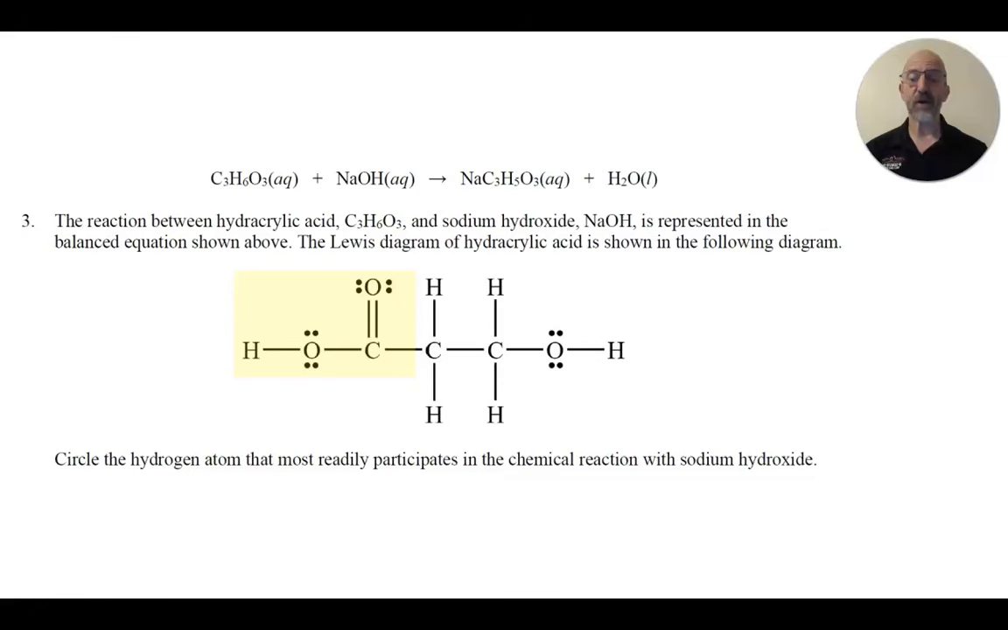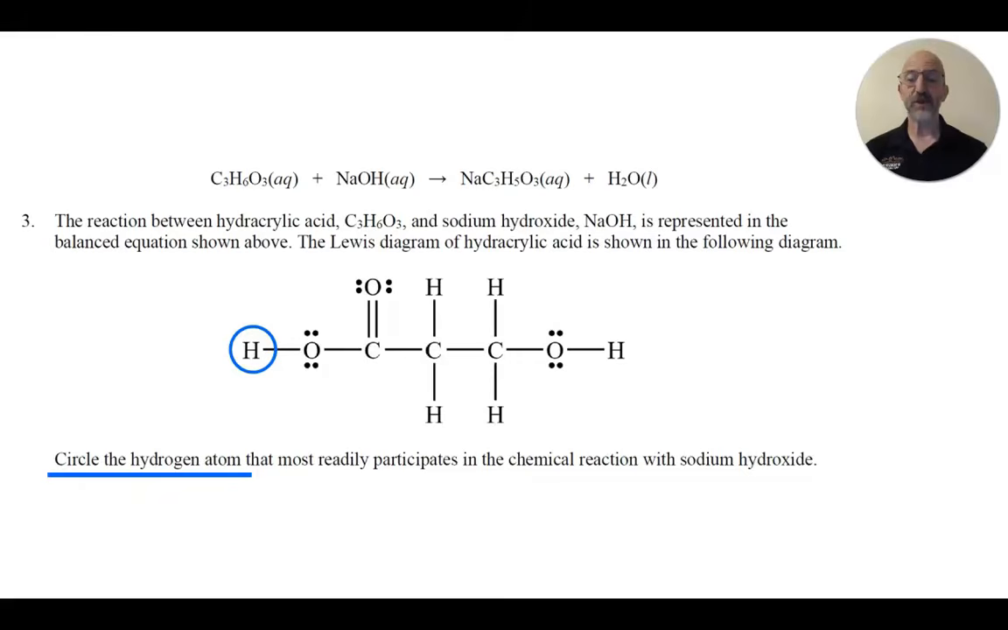And so we have to circle the hydrogen atom that most readily participates in the chemical reaction with sodium hydroxide, and it's right there on the left side of that structural formula. So this is the hydrogen atom that should be circled in question 3.